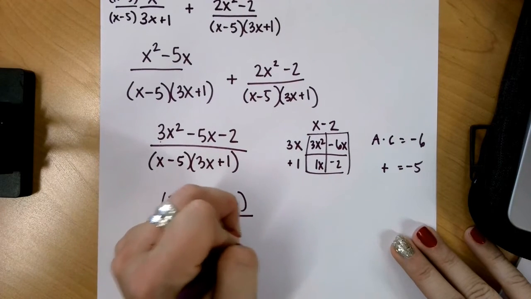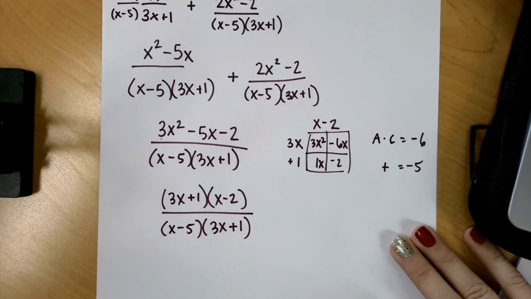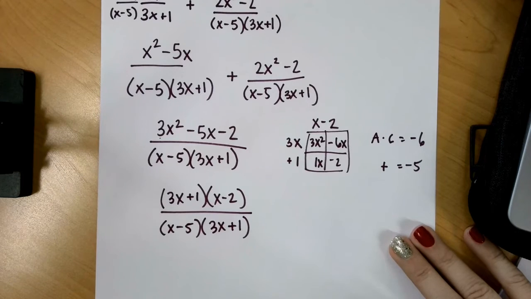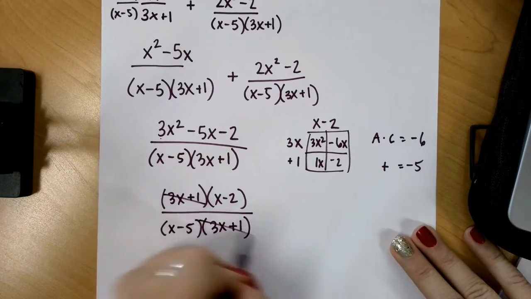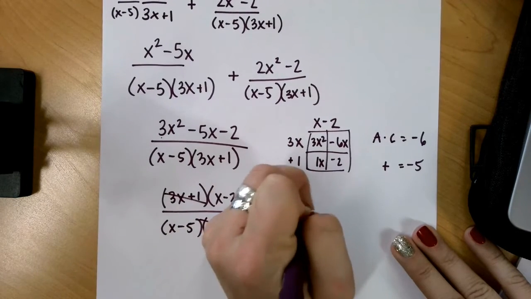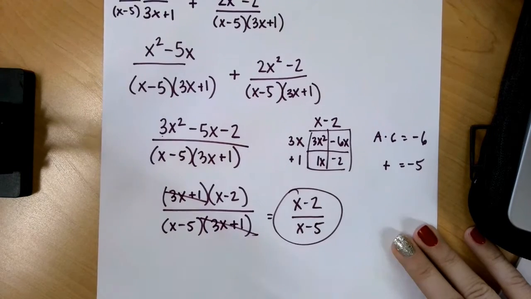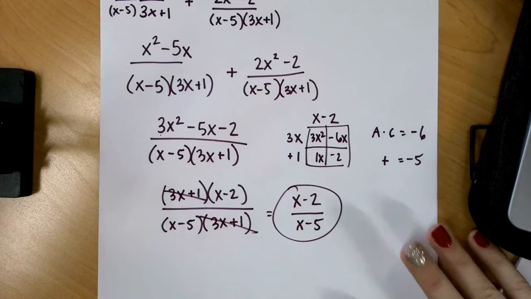Now, do you see anything that's similar we can cross out? Hopefully you saw my 3x plus 1's. And my final answer is x minus 2 over x minus 5. And that's how you do 399a.